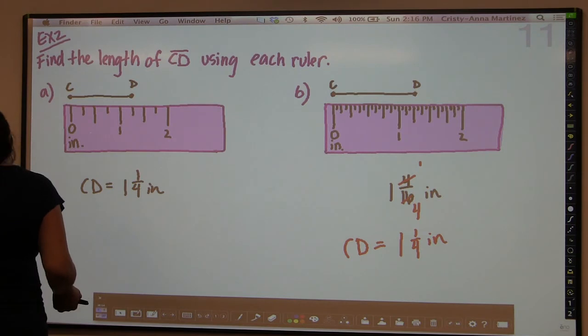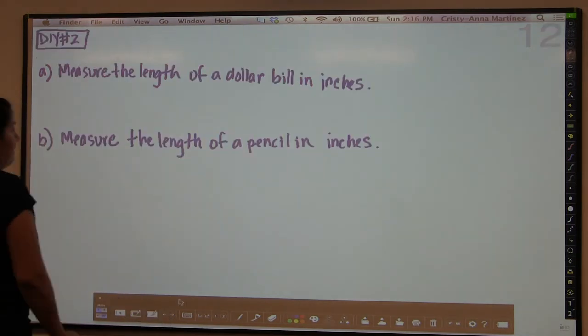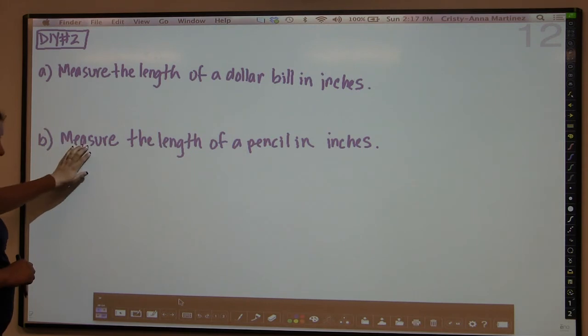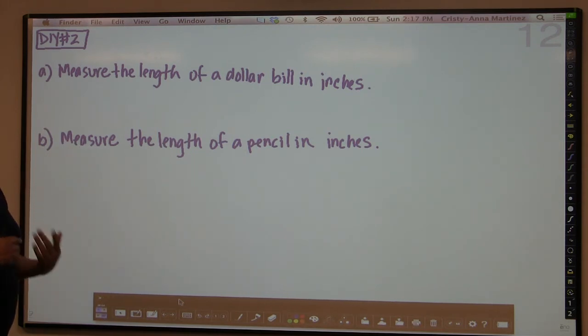But that won't always be the case. So now we're going to go here, and you're basically doing the exact same thing you did in the first example, only now you're going to be measuring in inches. In the first example, the first do-it-yourself, you were measuring in, I think, centimeters and millimeters. And now you're going to measure the dollar bill and the pencil again, but this time using inches.